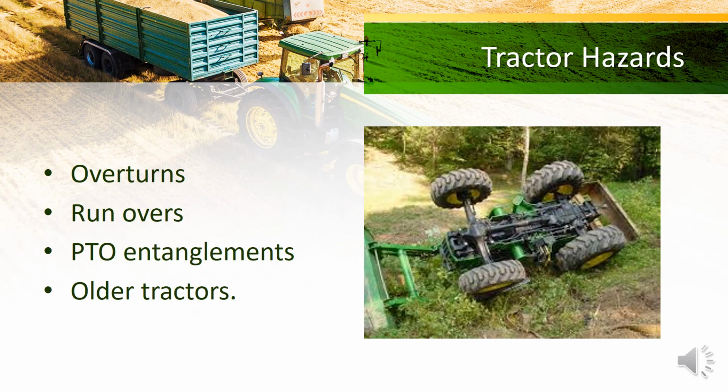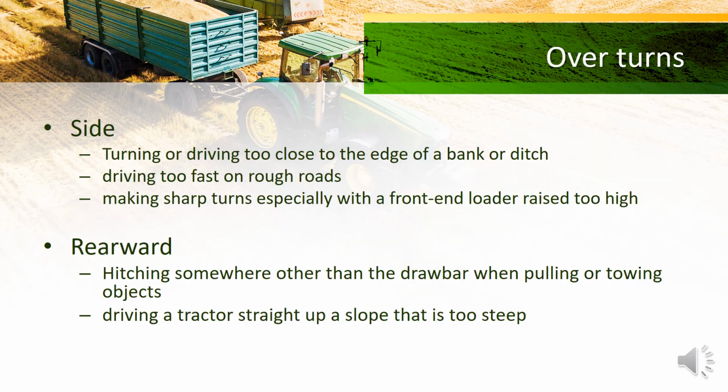The four main types of hazards when you're discussing tractors are overturns, runovers, PTO entanglements, and older tractors. So let's discuss these. Overturns. There are two different types of overturns. One is side overturns, which are caused by turning or driving too close to a ditch, driving too fast on rough roads, or making sharp turns, especially if you have the front end loader raised too high.